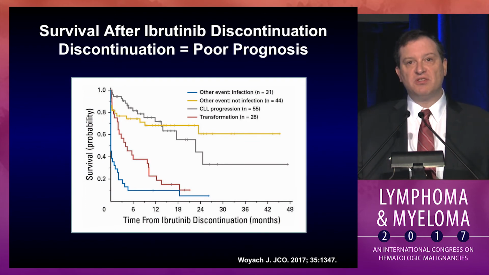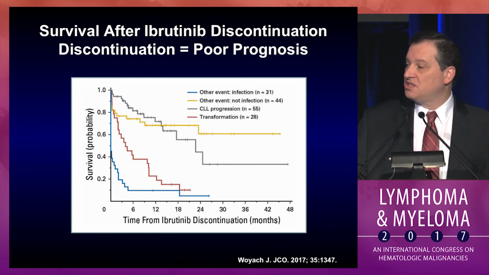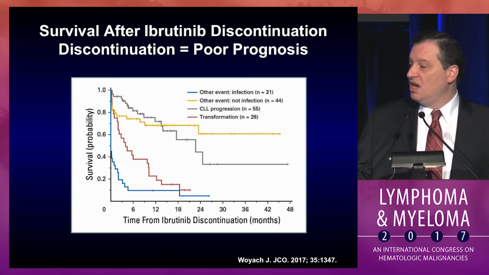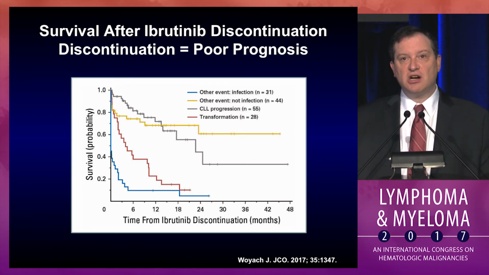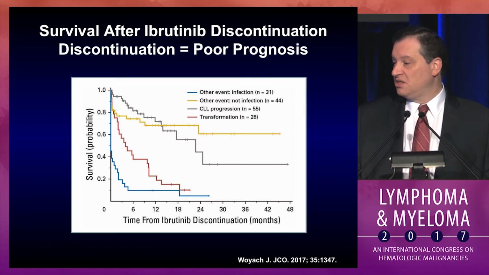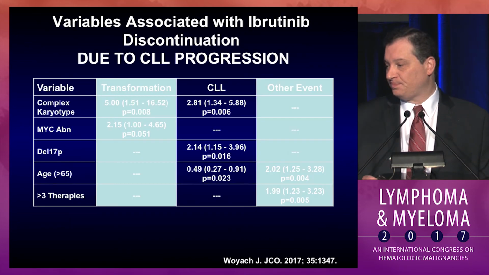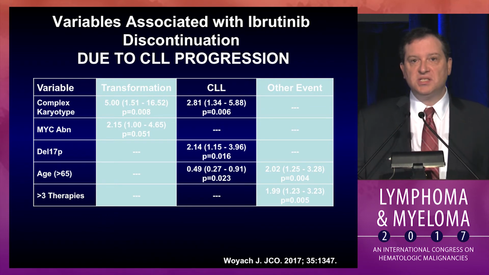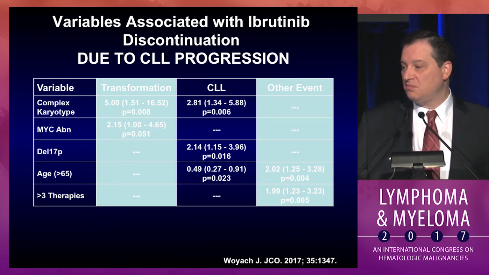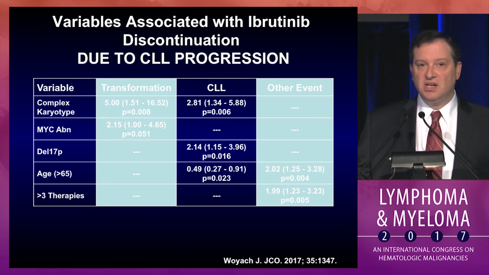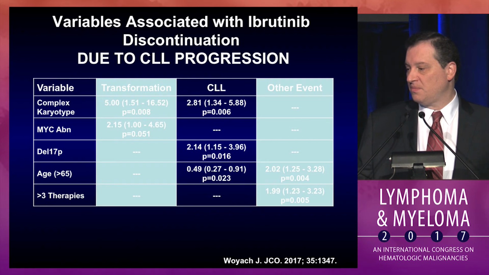And this becomes very important because the survival in our patients after ibrutinib discontinuation is really quite poor. And this curve is certainly changing in the era of additional agents that are coming to light. But you can see here that when we talk about our CLL progression and our risk of transformations, patients really do quite poorly. So just focusing on the CLL progression right now, I'm going to focus on complex karyotype, the deletion 17p, and the age less than 65 as being indicative of a poor outcome.